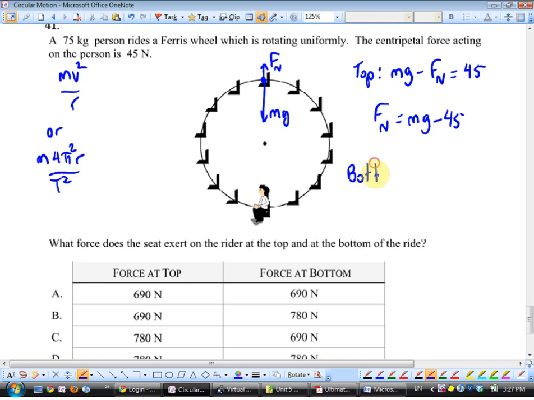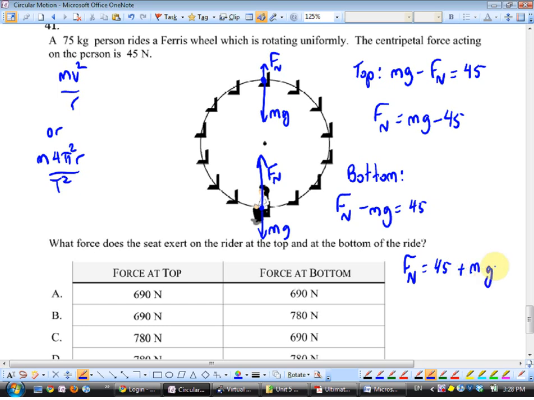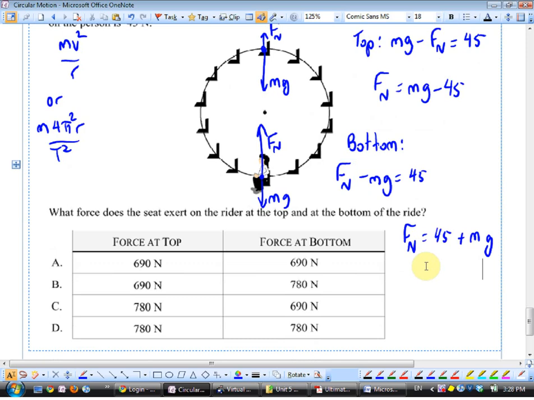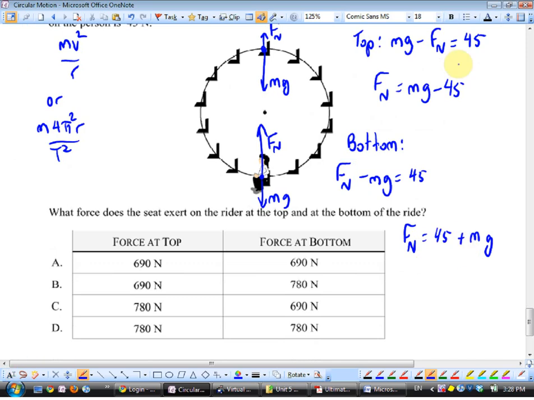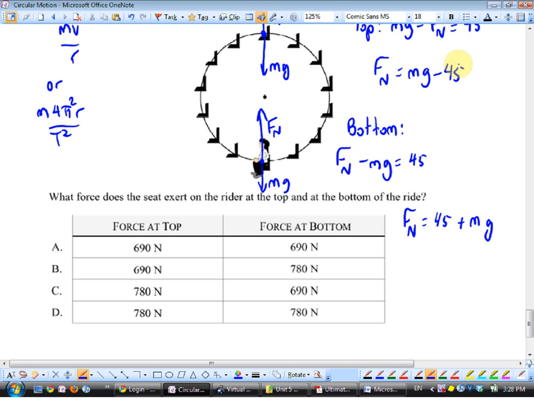Bottom. Mg. Why don't I draw the normal force bigger? Because it's moving in a circle, the net force has to be towards the middle. Normal force minus mg equals 45. At the bottom, the normal force equals 45 plus mg. Don't need a calculator. Bottom's going to be more because you're adding it. Top's got to be less. Got to be that one.